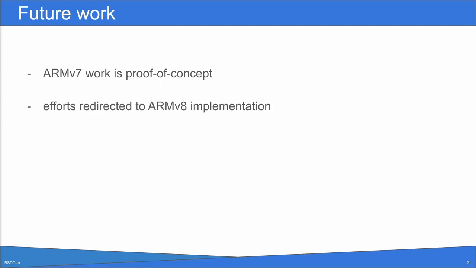For future work, we don't really intend to keep improving the ARMv7 implementation. It was more of a proof of concept work. It got us to a kind of good point, but the effort is not really worth it. So we've redirected it to the ARMv8 implementation, because that is likely what we'll have to use, or will be useful in the future, once server chips based on ARMv8 compute nodes are available and have good enough performance. So ARMv7 is not entirely of interest from the virtualization perspective.